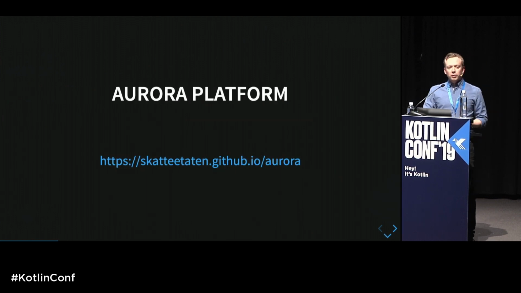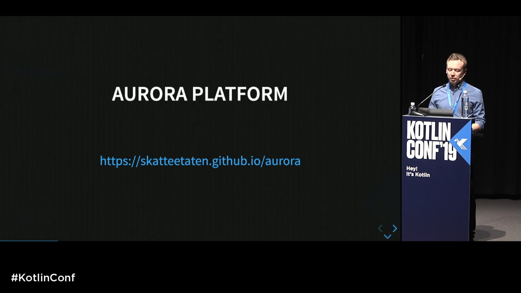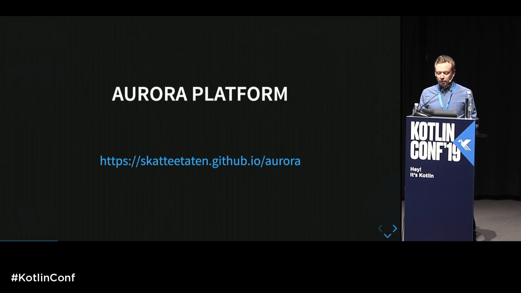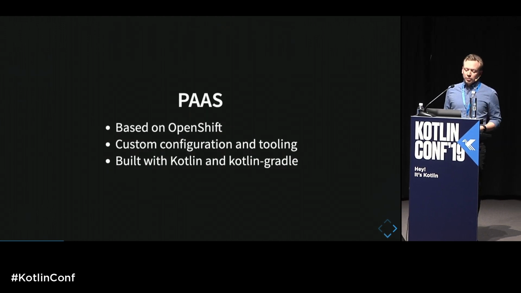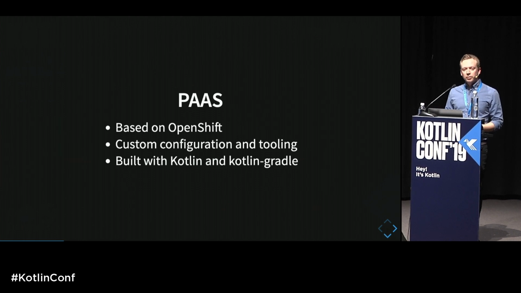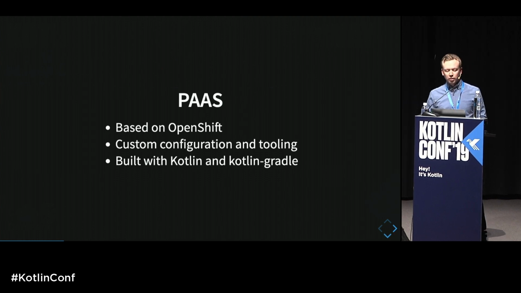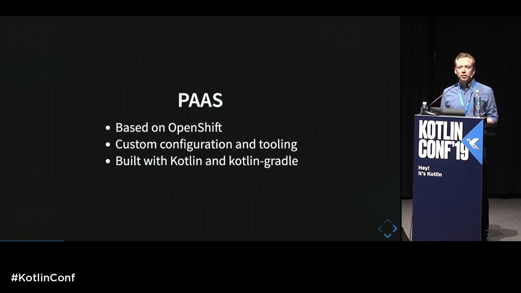A few years ago, they started a modernizing project where the Aurora platform was created. Aurora is the cloud initiative in NTIA. Most of it is open source. We'll look more into that later. We also have our documentation on GitHub.io, so if you're interested, that's the URL. Aurora is a PaaS, a platform as a service. It's based on OpenShift. We have created a custom configuration and tooling. A lot of the tooling is actually written in Kotlin, which we'll look more into.